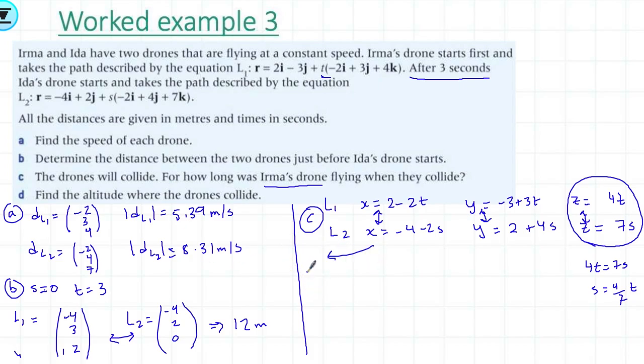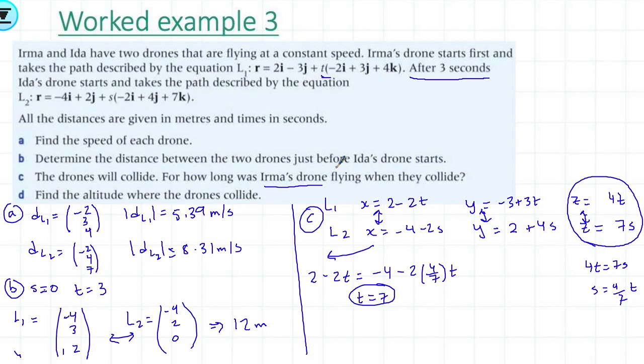And I have 2 minus 2t equals minus 4 minus 2 times 4 over 7 t. Solving it will give me that t is equal to 7. Okay, and you can confirm by substituting in here if you need to. So we've directly answered the question without having to actually find the coordinates.